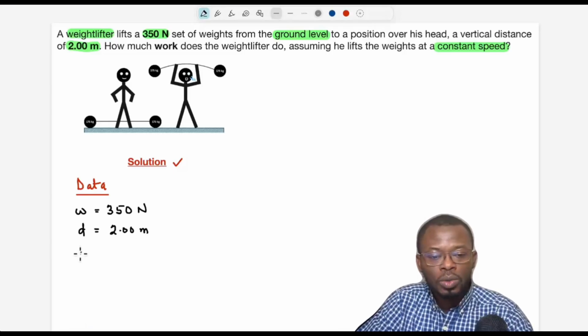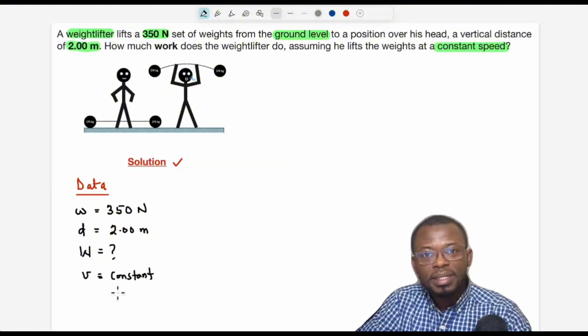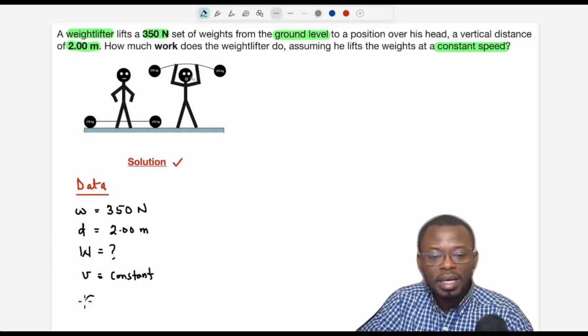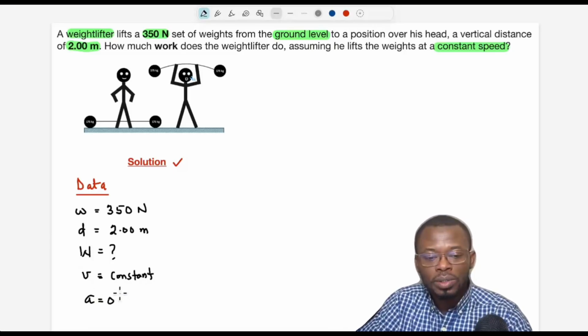So we are to calculate the work, uppercase W, and also speed is constant. So v equals constant, and that means that the acceleration is 0. There is no acceleration or change in speed in the lifting done by this weightlifter. So this means that acceleration is equal to 0 because the net force is going to be 0 on this weight. We can model this weight as a point particle.